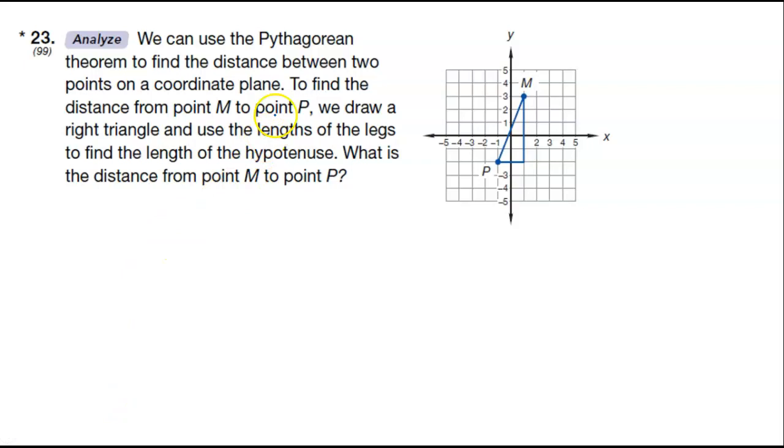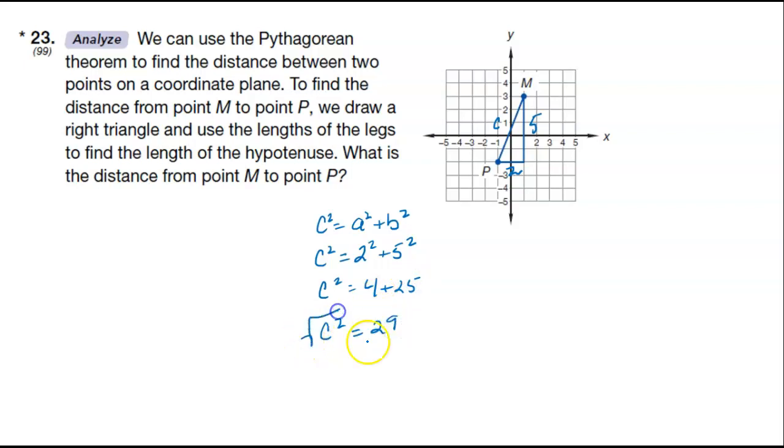Okay. We can use the Pythagorean theorem to find the distance between the 2 points on the coordinate plane. To find distance, and what is the difference? So this is 2, and this is 1, 2, 3, 4, 5. And we're trying to find this. So we have c squared is equal to a squared plus b squared. So c squared is equal to 2 squared plus 5 squared. c squared is equal to 4 plus 25. c squared is equal to 29. And c is equal to the square root of 29. We're just going to leave it like that.